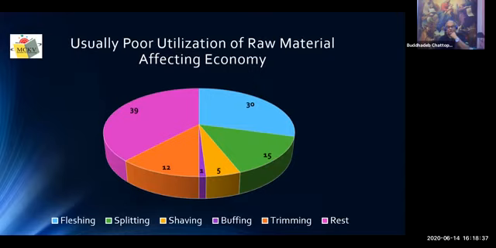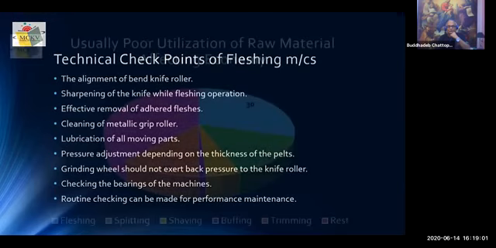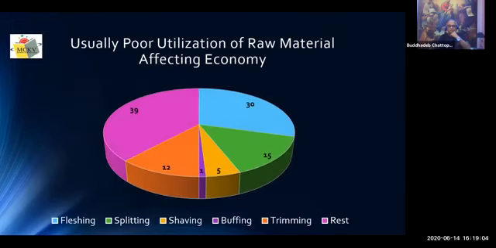This solid waste, that is fleshings, splitting waste, shaving waste, buffing dust, trimming, etc., is what we spend money to dispose of from the tannery. But there can be a hidden wealth in it. Now, I am going to give a small guidance for checking those machines which are eliminating the raw material in this block.